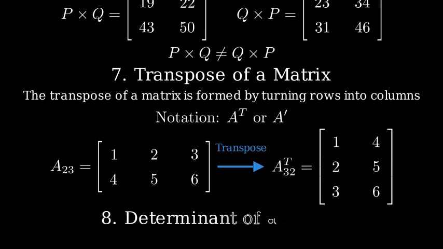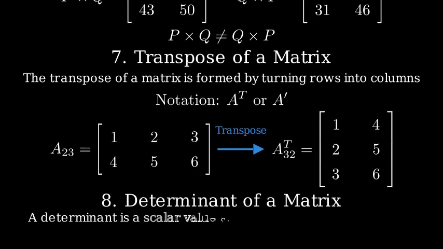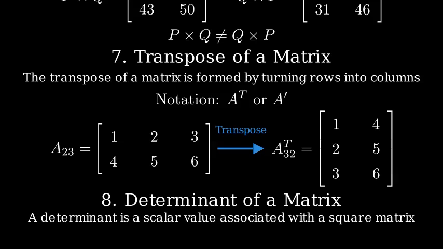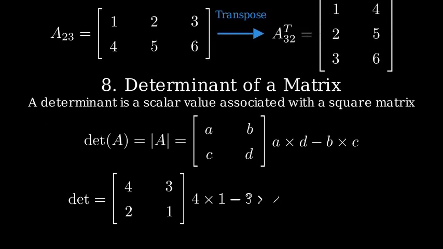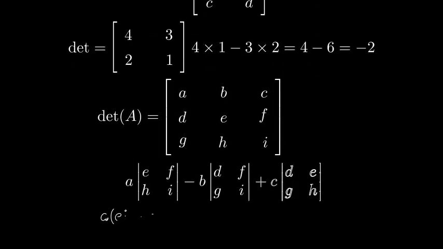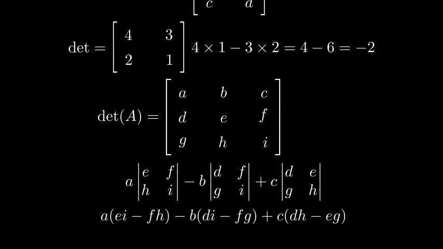Now, let's learn about the determinant of a matrix, which is a special number calculated from a square matrix. The determinant is a scalar value that can be calculated from the elements of a square matrix. For a 2x2 matrix, the determinant is calculated as a times d minus b times c. For a 3x3 matrix, we use the method of cofactors.